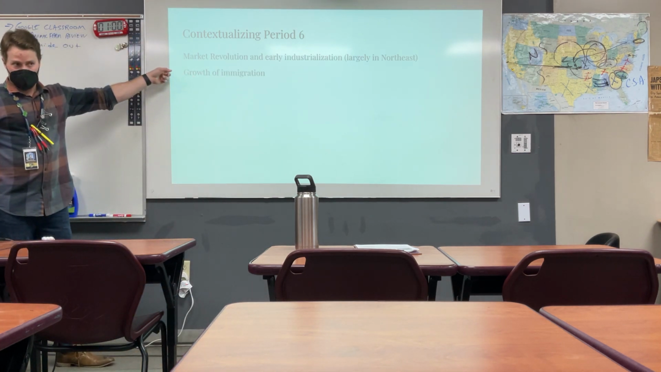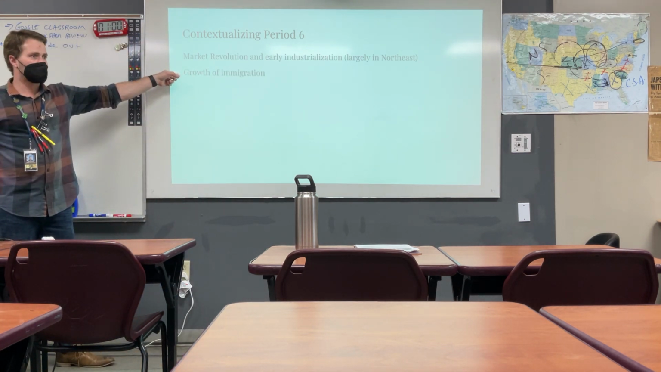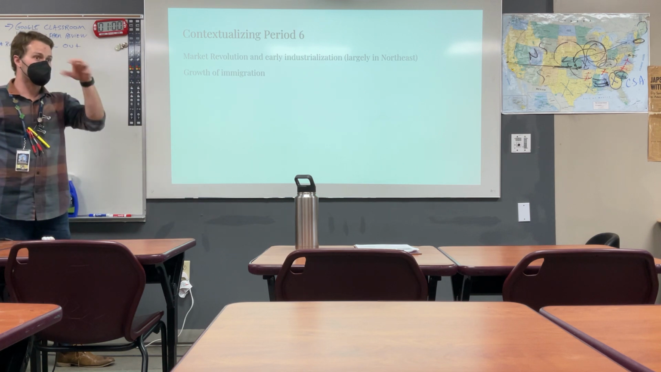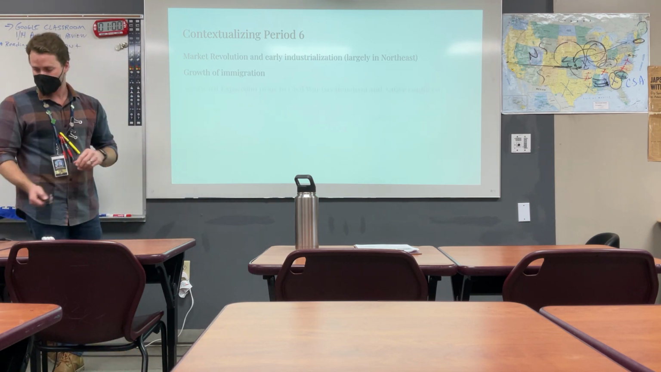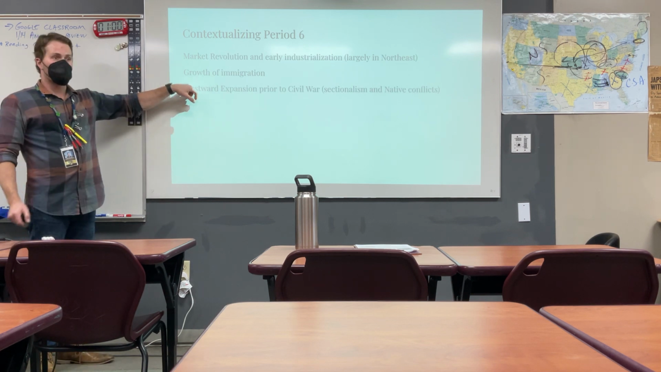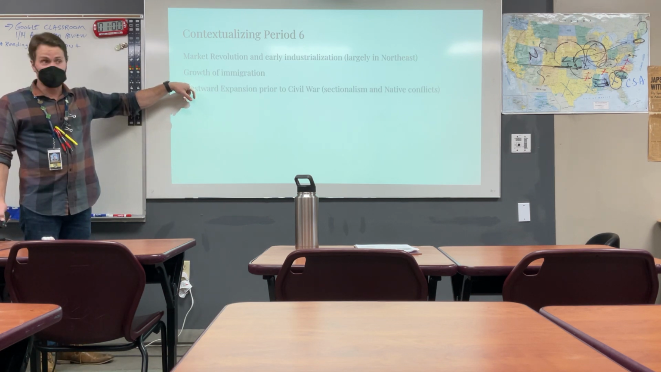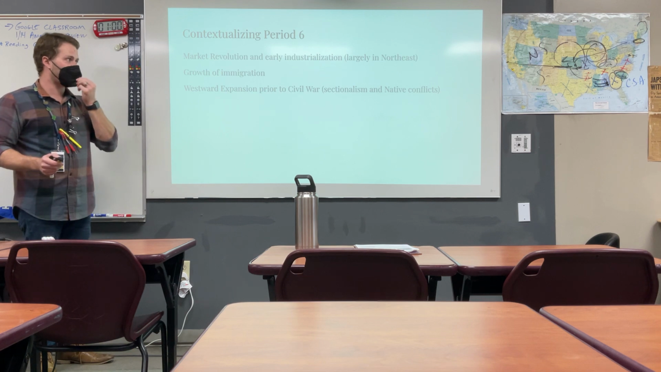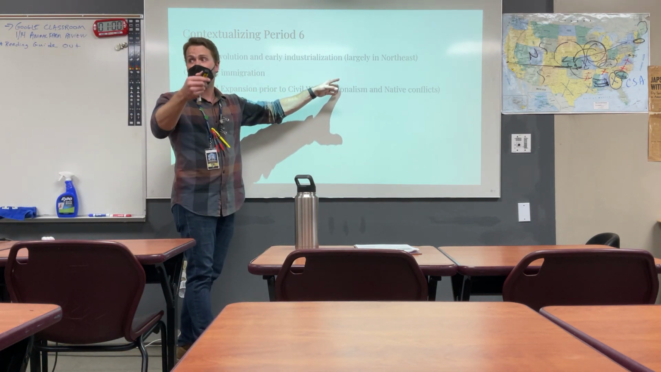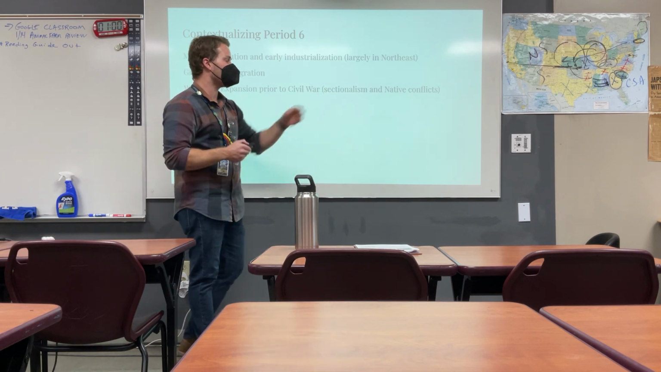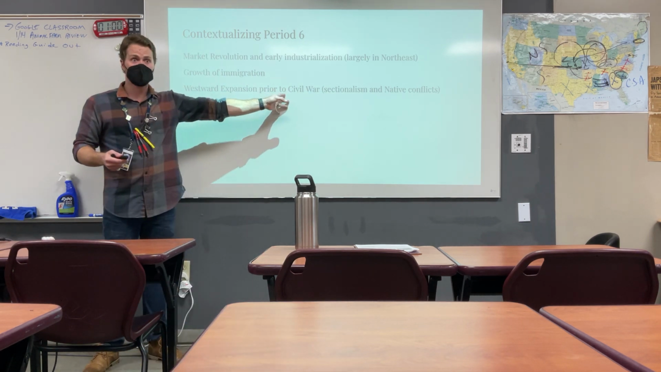Growth of immigration. You guys already nailed this one too, right? The Germans and the Irish, right? And then we're going to see in this unit a whole bunch of new immigration from Southern and Eastern Europe. We'll say that for next week. I think also worth noting, westward expansion, because that's going to continue into this time period. Right? The fact that we're growing westward, that's causing sectionalism, Mexican-American War, annexation of Texas, native conflicts, Indian removal.